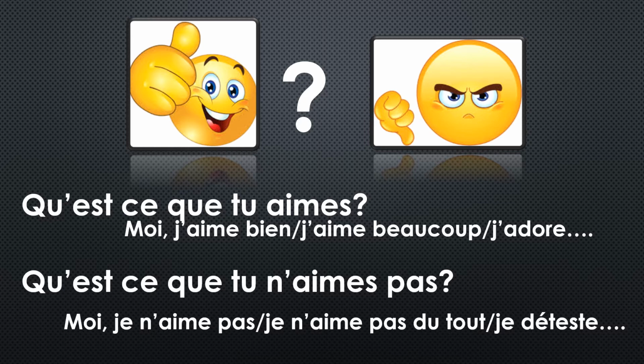Très bien. Now, the answer to that question is pretty simple. J'aime bien, or j'aime beaucoup, or j'adore. And you just add that thing that you like. To emphasize the fact that it is your like, you can also answer with the pronoun moi. Moi, j'aime bien, or moi, j'aime beaucoup, or moi, j'adore. And you add the thing that you like.